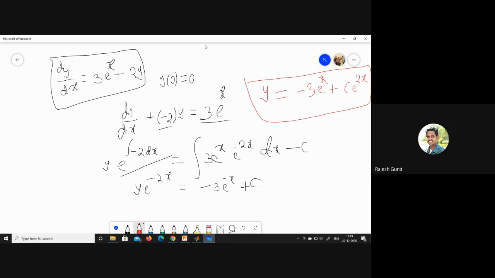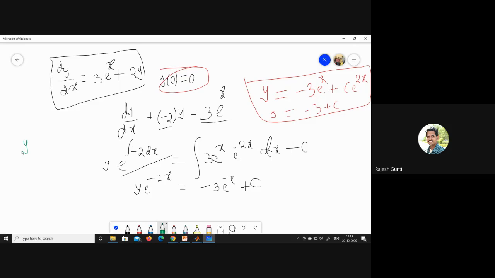So with this initial condition, we can find out the C value. Y of 0 is equal to 0. So 0 is equal to, with x equal to 0, minus 3 plus C. This value is 1. So C is equal to 3. So finally, I have a solution.